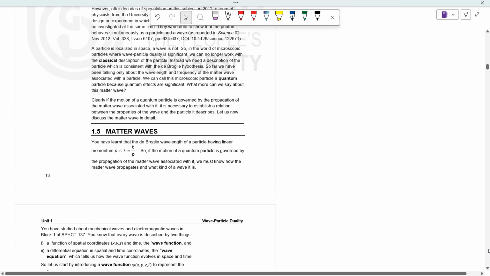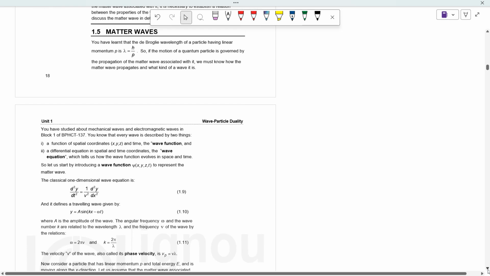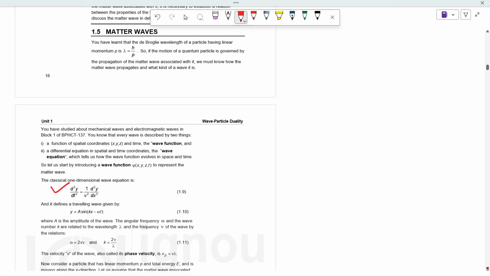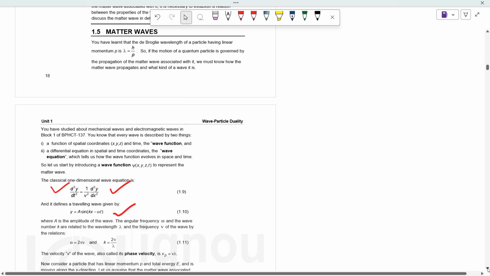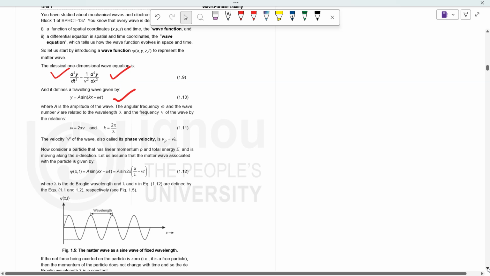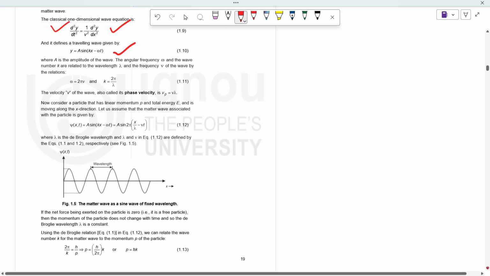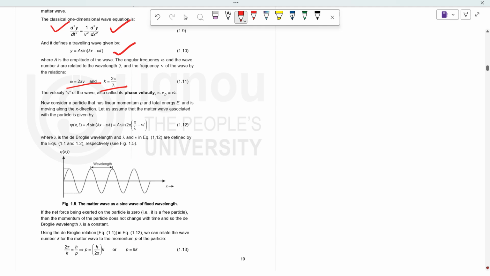So next topic is matter waves, an important topic in which we study the matter waves by using the wave equation. This is the important wave equation in which d square y by dt square is equal to 1 by v square d square y by dx square. And the solution of this, for the de Broglie wave, is y equals a sine kx minus omega t, where k is the wave number, that is 2 pi by lambda, and omega is 2 pi nu. So by substituting these two values, our solution of the wave becomes a sine of 2 pi by lambda into x minus 2 pi nu into t.